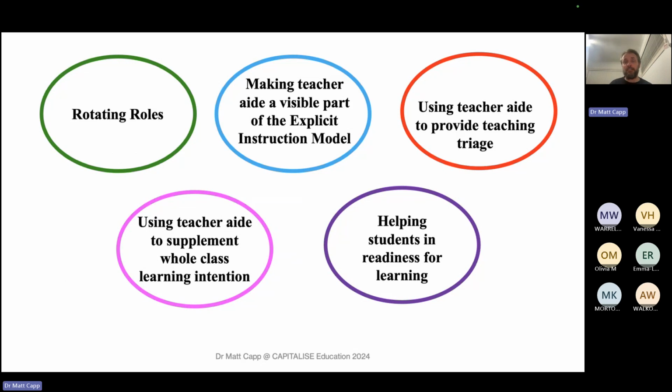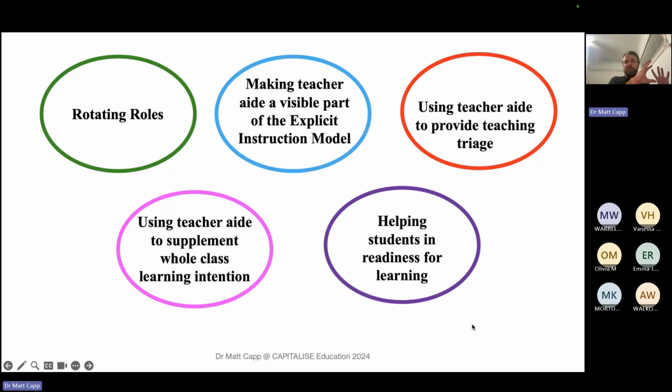At yesterday's webinar, so last night's webinar, we looked at 5 potential strategies at that tier 1 of support that we could use to support students using teacher aides. So one was rotating roles when we've got our kids working in groups, having the teacher and teacher aide move to different groups, making a teacher aide a visible part of that explicit instruction model.